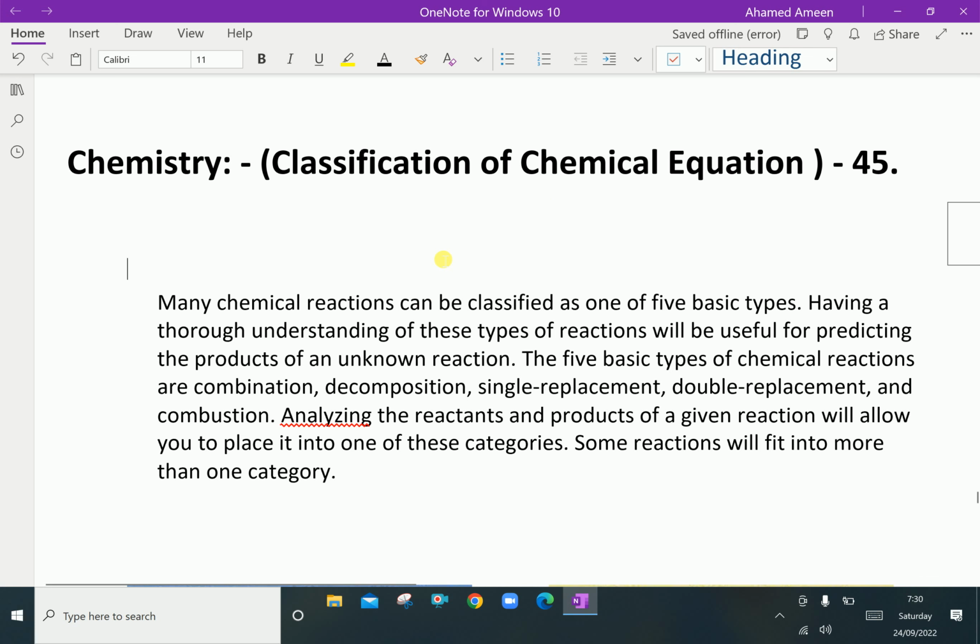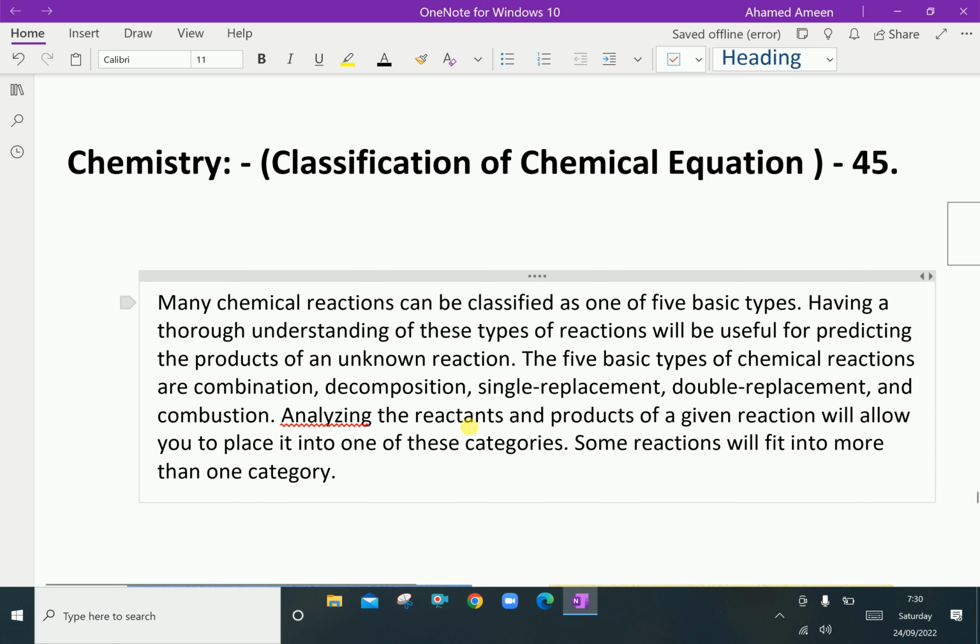Many chemical reactions can be classified as one of the five basic types. Having a thorough understanding of these types of reactions will be useful for predicting the product of unknown reactions. That means, if you understand what type of reaction is happening, we can see what type of products will come out. The five basic types of chemical reactions are combustion, decomposition, single replacement, double replacement, and synthesis. These are the main types of reactions.